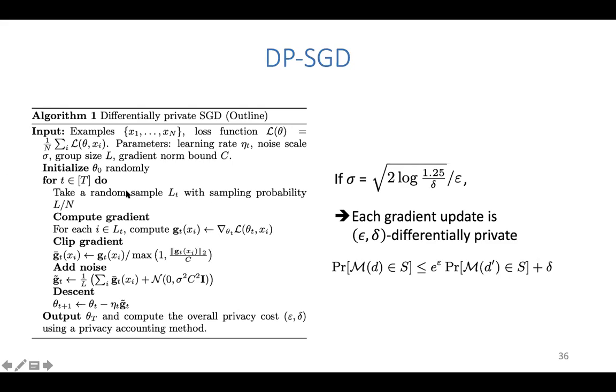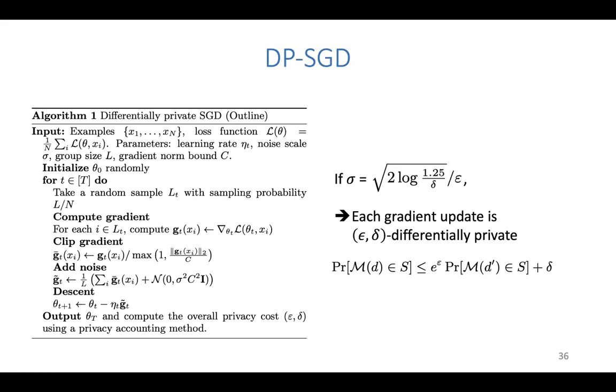And you take a random sample with probability L divided by N, where N is the number of total samples. Take a random sample L. The whole iteration consists of capital letter T number of parameter updates. So at the small t time step, you are sampling.